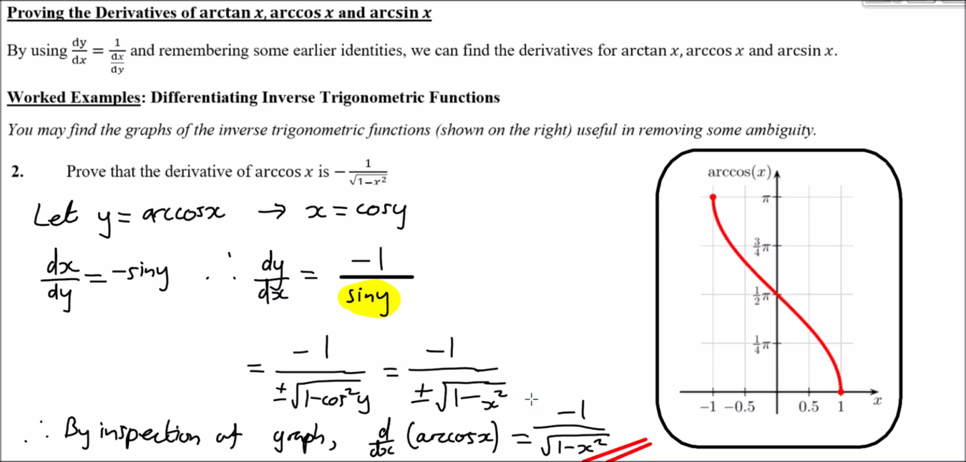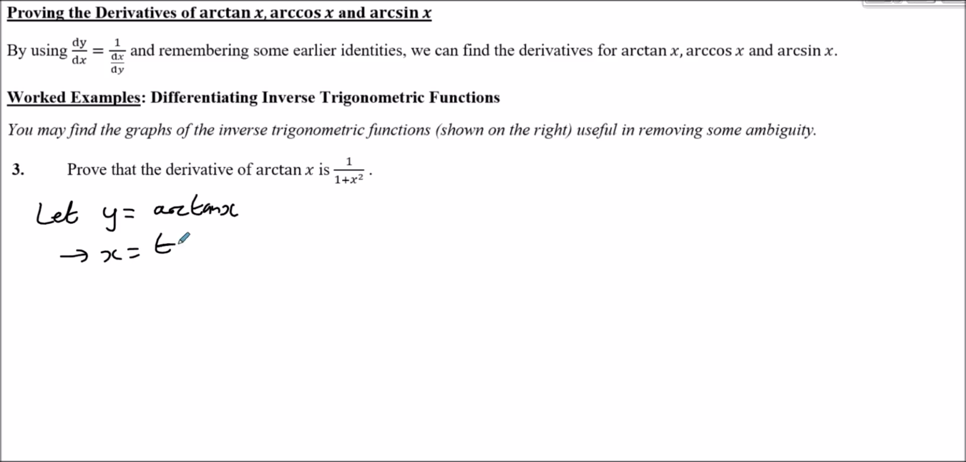Question 3, we're going to have a look at differentiating arctan x now. So let's prove the derivative of arctan x is 1 over 1 plus x squared. So what we're going to do here, you can probably guess actually, we're going to let y equal arctan x. If we apply tan to both sides, tan y is tan of arctan of x, which just gives us x. So in other words, x must be tan y.